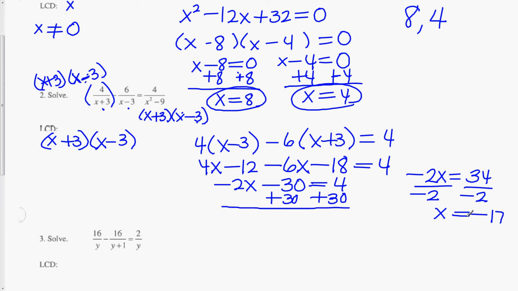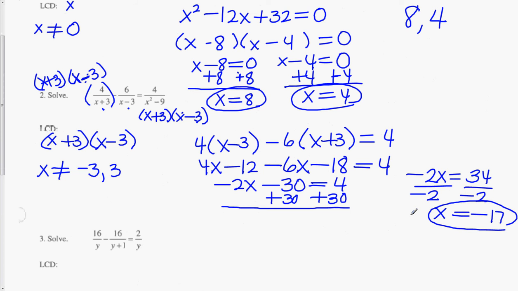Now, I forgot to go back and ask myself, what numbers can I not use? Well, we have an x plus 3 on the bottom and an x minus 3 on the bottom. So what are the two numbers I need to stay away from? Do you know? Negative 3 and 3. And 17 is okay because that doesn't equal either one of those.